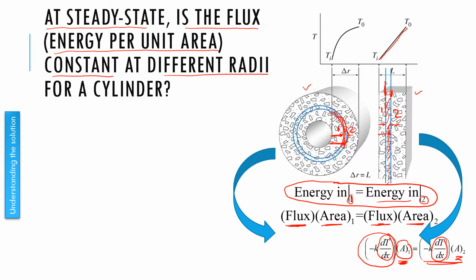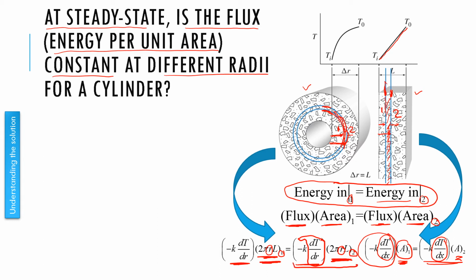So for a cylindrical shell, again, flux is minus k dT/dr times area at 1, which is 2 pi r L at 1. And likewise, at 2, it's flux at 2 times area at 2. Now the area at 1 and 2, the inner one and the outer one, obviously do not have the same area. So the outer one has a larger area, and therefore dT/dr has to be smaller there so that their product still stays the same. And that's what leads to a temperature profile that looks more like this. So as the area increases, the slope has to decrease.